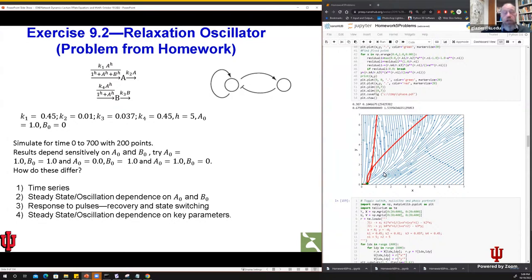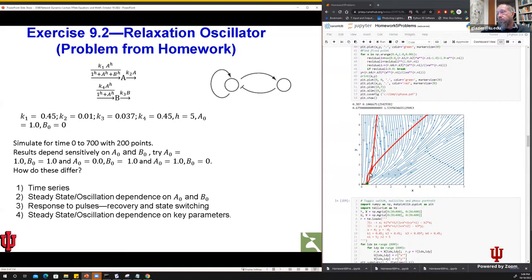And so I see three regimes here. If I start out with A much bigger than B, I go to the right, I don't oscillate. If I start out with B much bigger than A, I go to zero and I don't oscillate. And in this intermediate regime between these two, I see oscillations.